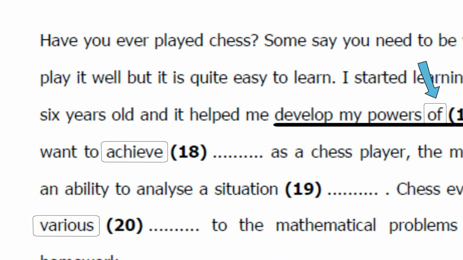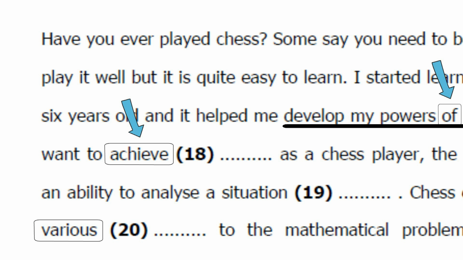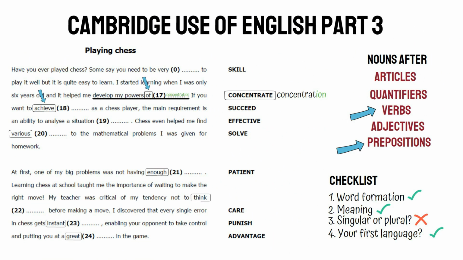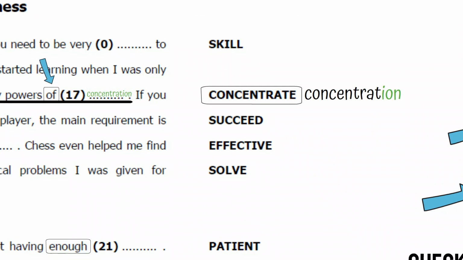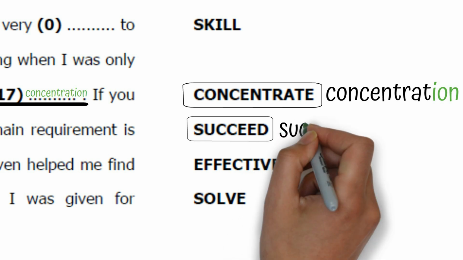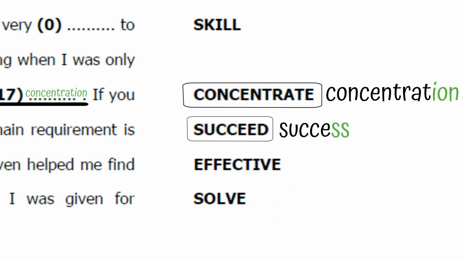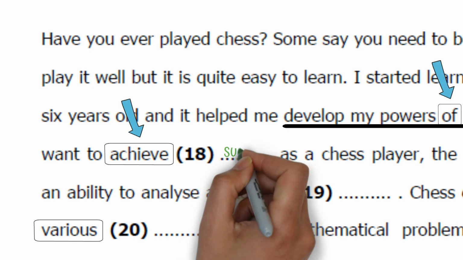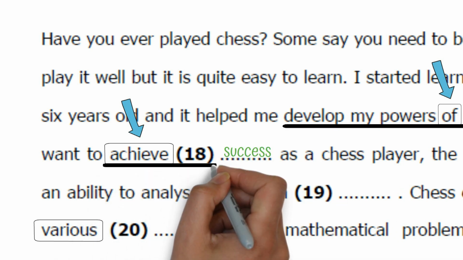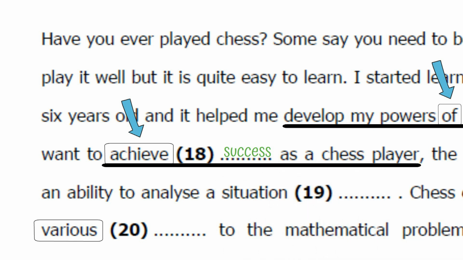Let's look at number 18. Achieve is a verb. After verbs, we can sometimes use nouns. Do you know the noun form of succeed? It's success. Does this make sense? Can you achieve success in something like chess? Yes, you can.